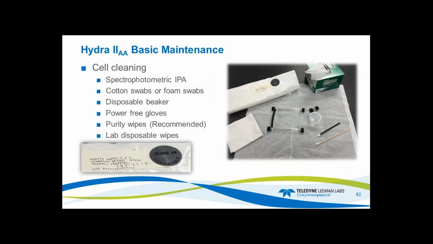Cell cleaning. So, some of the basic cell cleaning tips. You need spectrophotometric grade isopropyl alcohol, cotton swabs, a disposable beaker, powder-free gloves, purity wipes, and lab disposable wipes like Kimwipes, Kay-Dry, and so forth.